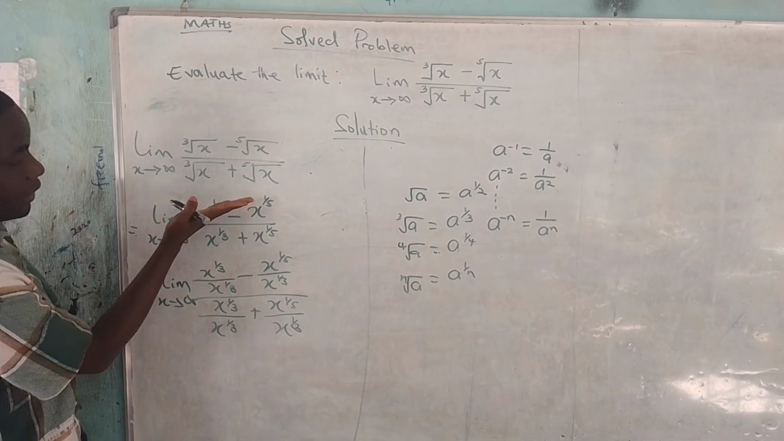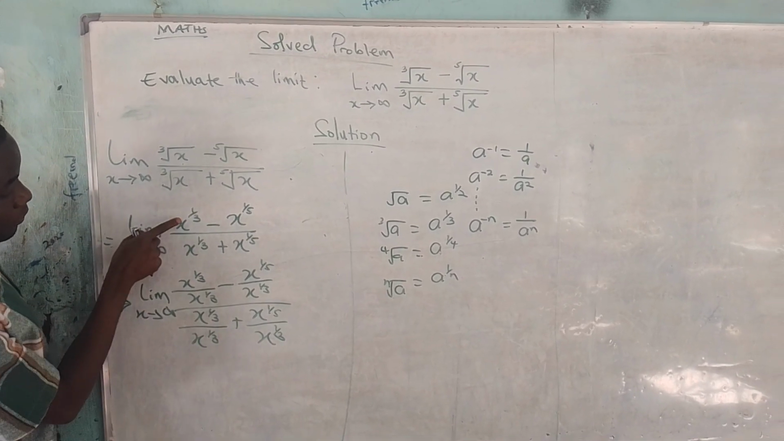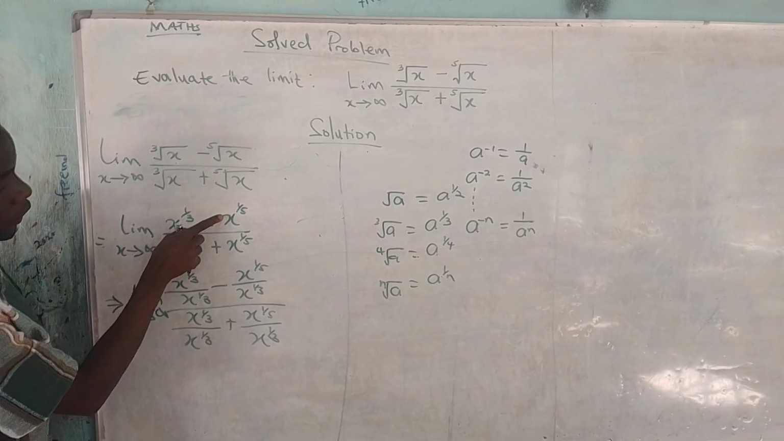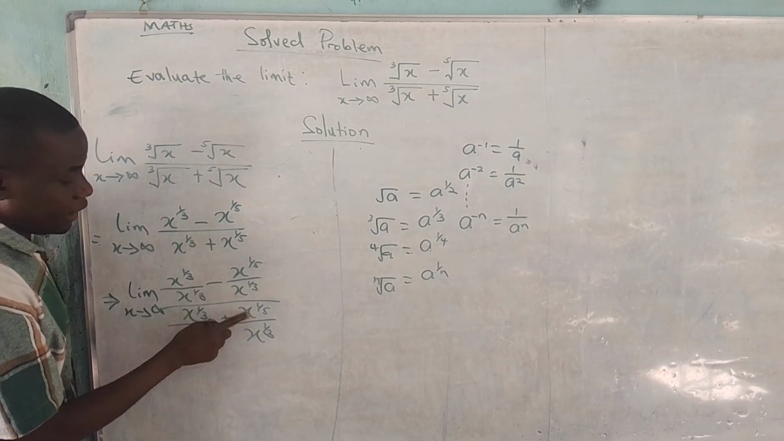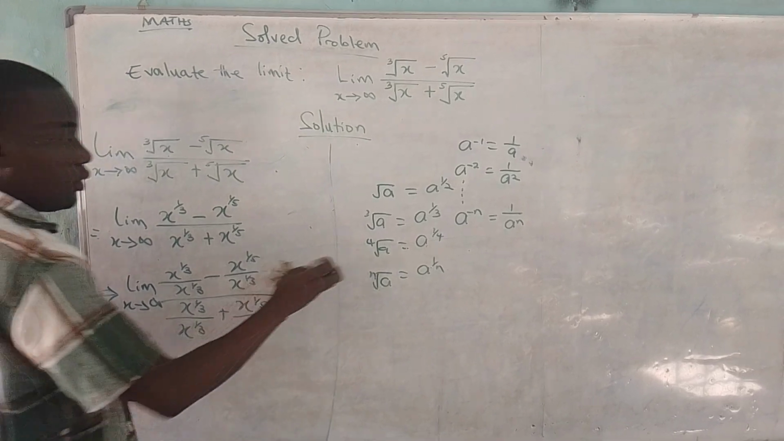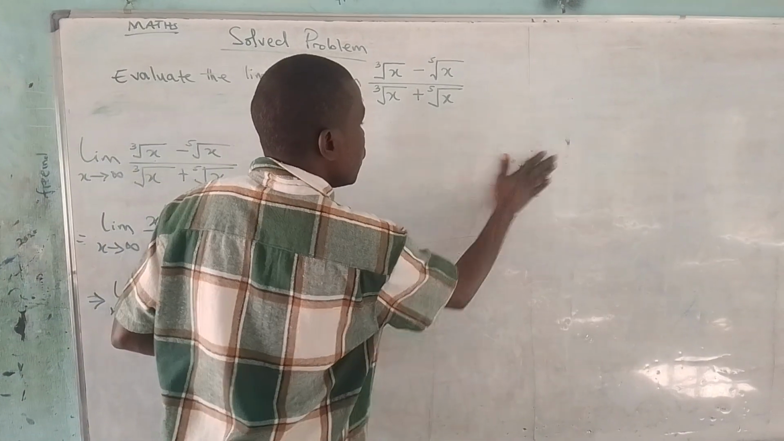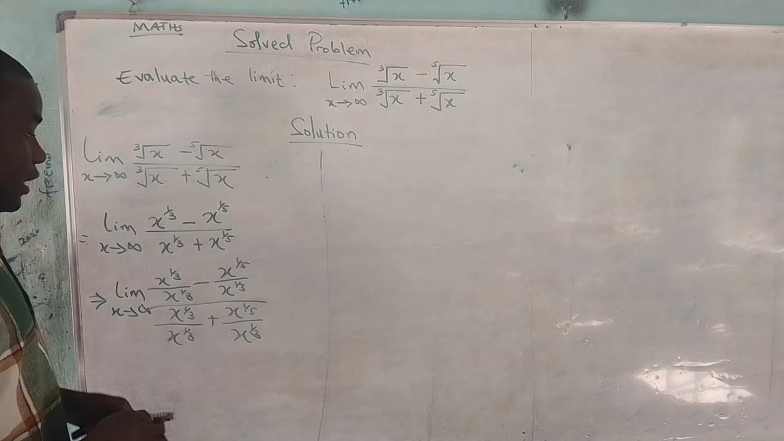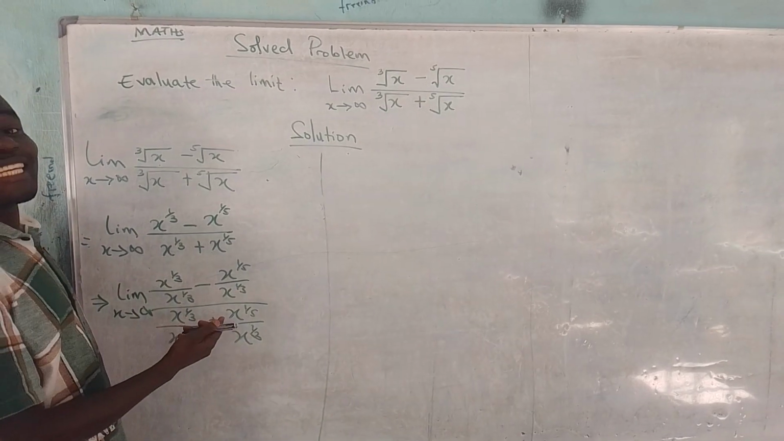Get abin da ke nan, mun yi divided din shi da x power 1 over 3, wannan ma mun yi divided din da x power 1 over 3, komi nan mun yi divided din shi by x power 1 all over 3. So yanzu nan muna buƙatar mu apply ne knowledge of indices again.